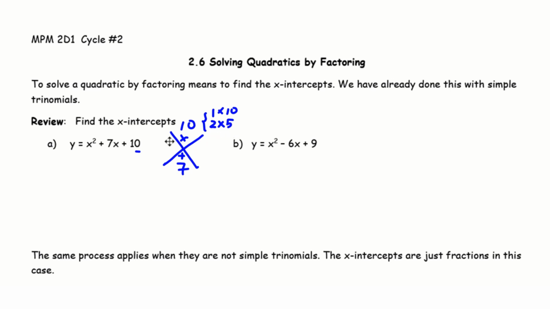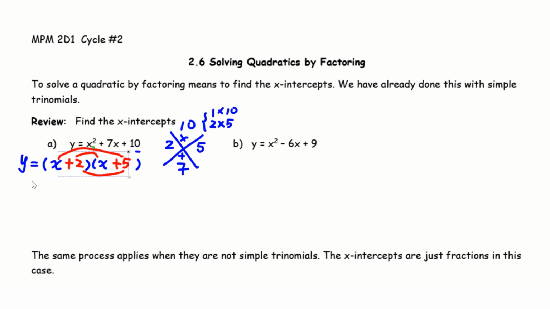From these two pairs, we know 2 and 5 multiply to 10 and add to 7. So we can factor it. For a simple trinomial, we put x inside the brackets. x times x gives you x squared, and the two numbers we found go in the brackets. 2 times 5 gives you 10, and the cross terms 2x and 5x add together to give you 7x, so it works.